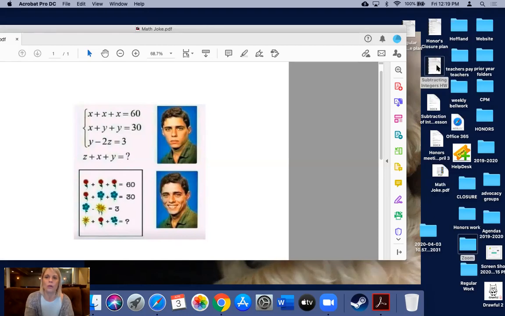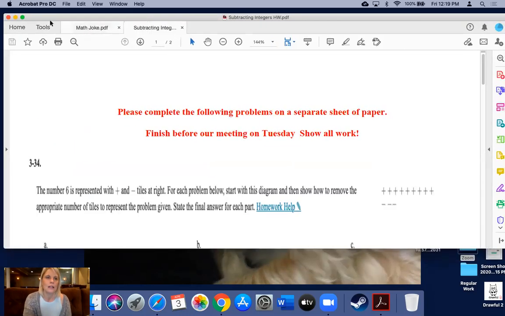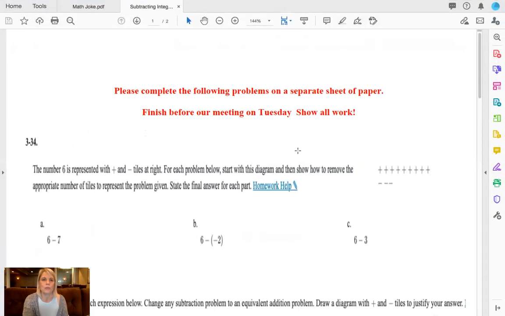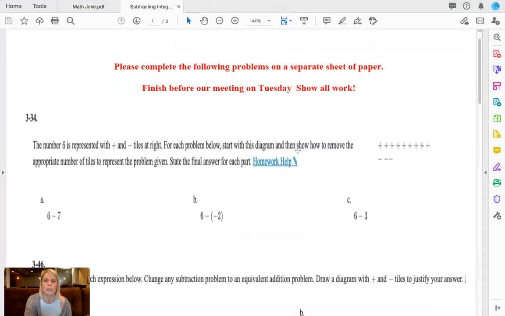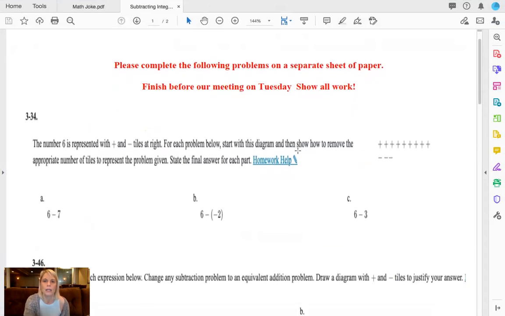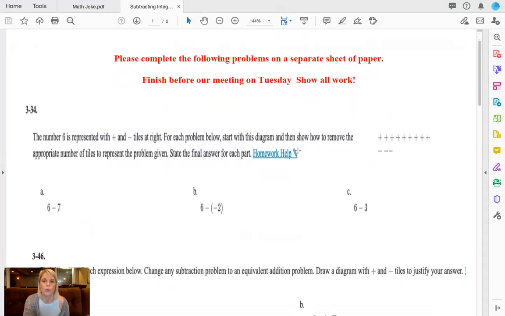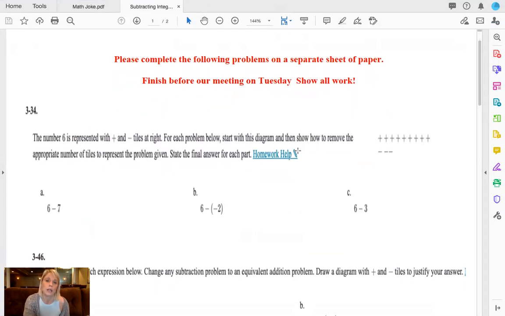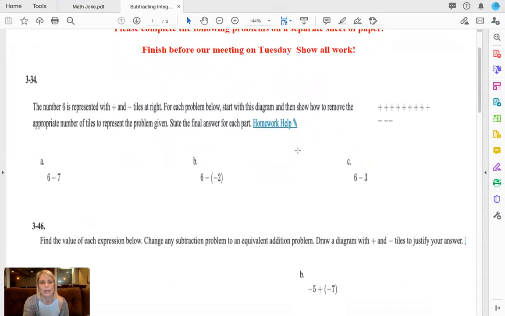Subtracting. This is the homework you're going to get. This one is going to be due Tuesday. So please complete the following problems on a separate sheet of paper. Finish before our meeting on Tuesday. Show all work. Again, you need to submit this work, either by PDF scanning, taking a picture of it, emailing me, send it however you can.